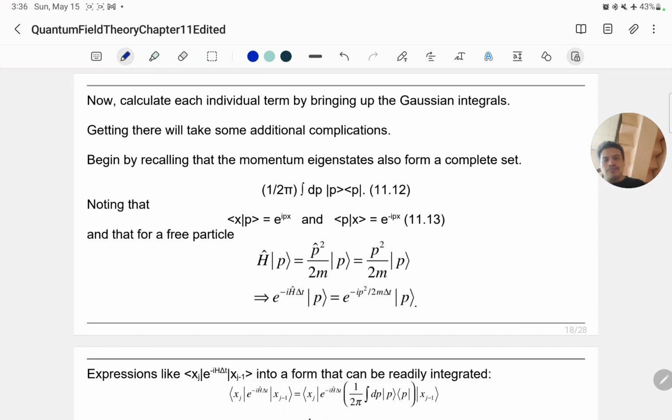Now we calculate each individual term by bringing up the Gaussian integrals, and we recall that the momentum eigenstates also form a complete state, this one here. However, there is a coefficient of 1 over 2 pi there. And we also note, if you go back to our lecture in chapter 1 or chapter 2, I guess, you will find this. You also find this one. It's just the conjugate of the other. That's the inner product between x and the momentum, or the momentum and space, or space and momentum.